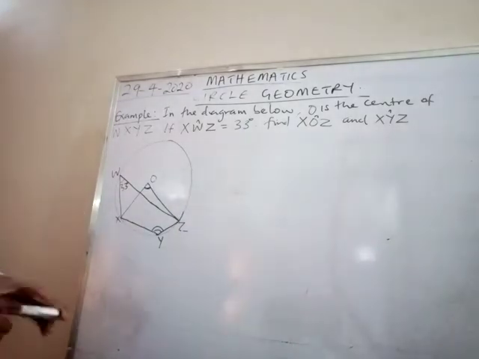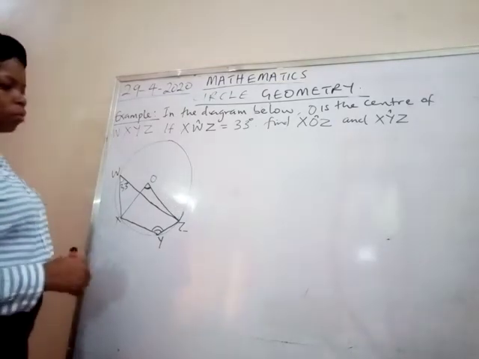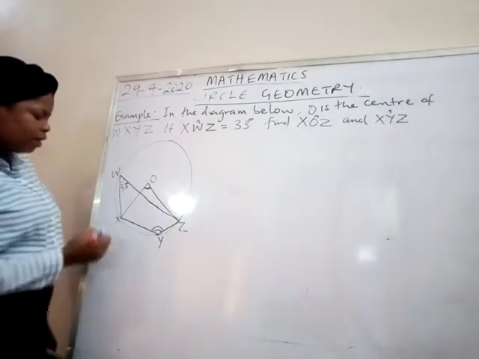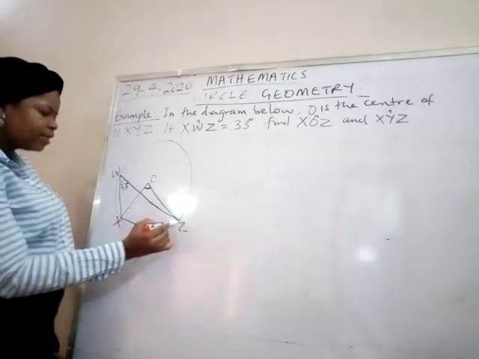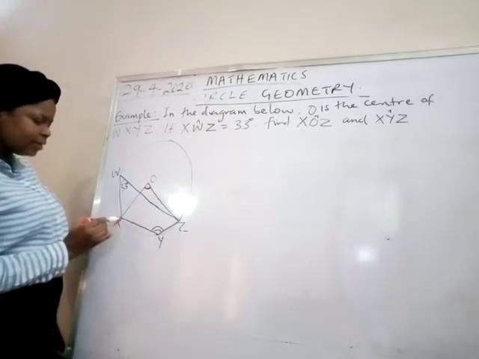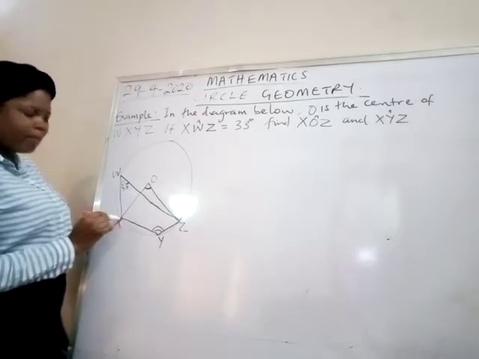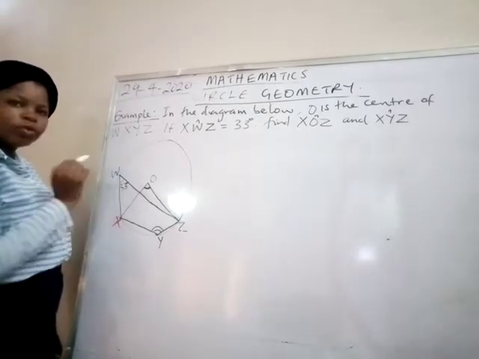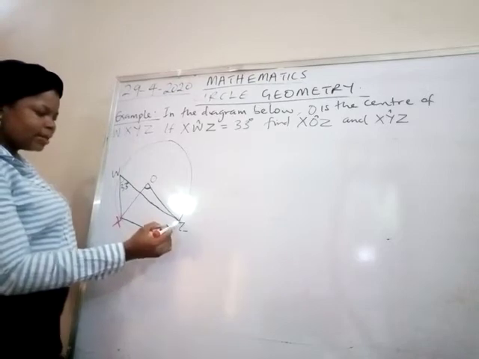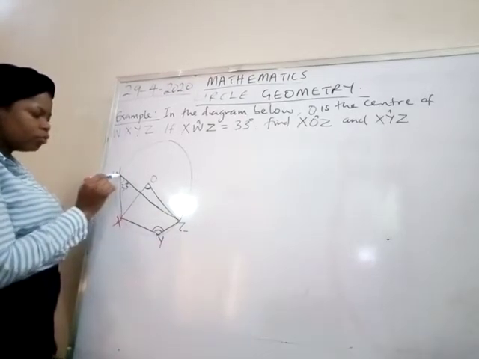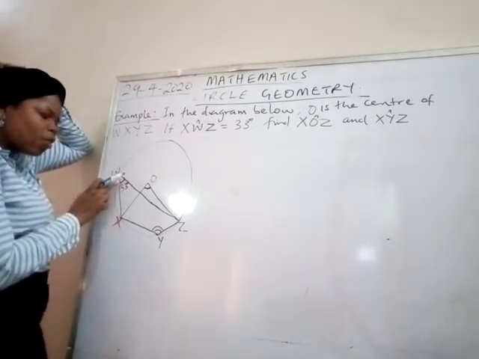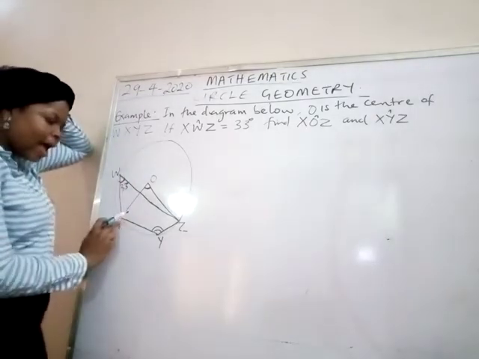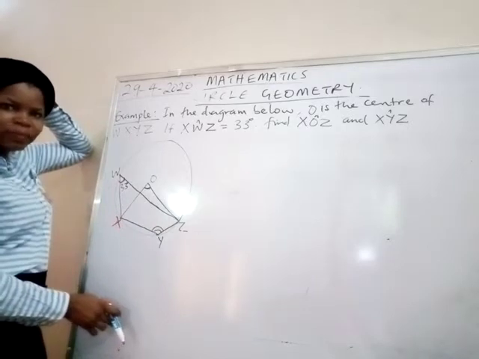Now, if you look at this diagram very well, you can see that we have an arc. Don't forget to trace your arc. If you look at the labeling, we have X here and we have Z. There's a straight line drawn from X to W. Do you get that now? There's a straight line drawn from Z to W to form an angle. So it's telling us that this is the angle at the circumference for this arc XZ. Do you get that now?